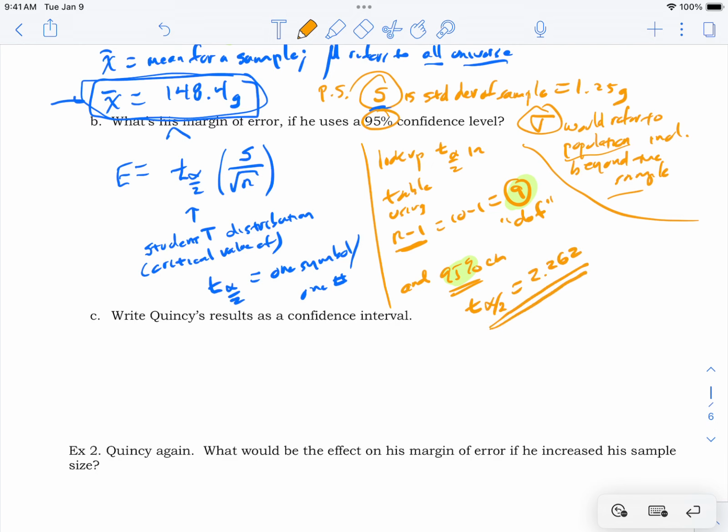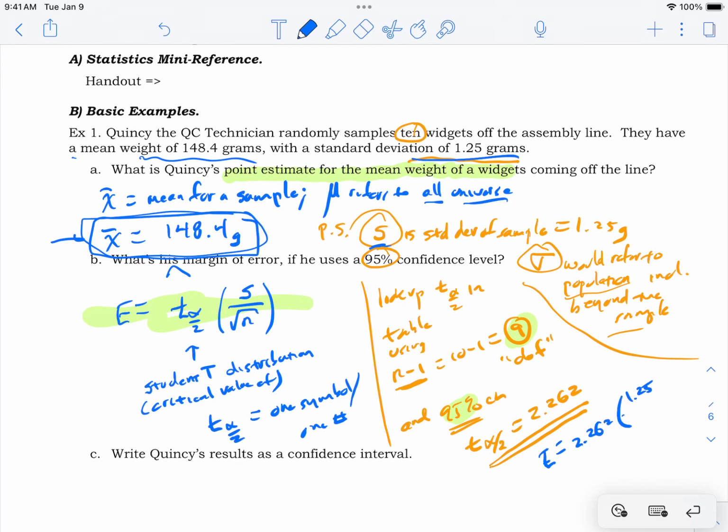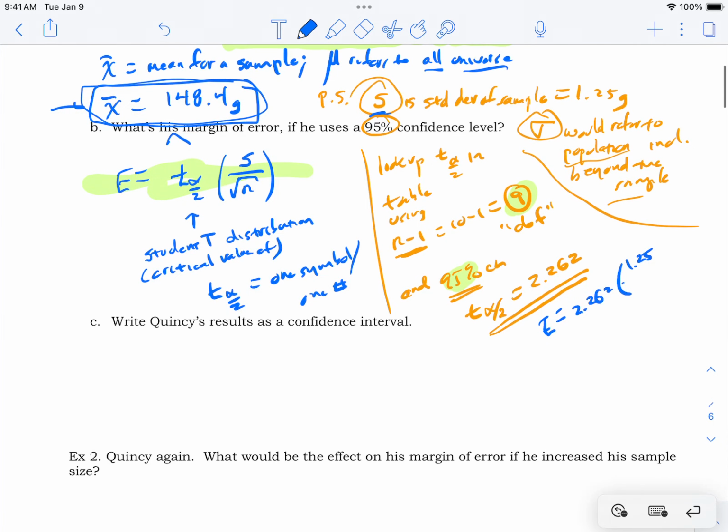So that just comes from a table. So now back to our calculation, back to blue, I guess. E is take the T alpha over 2. I'm looking at this formula now. Take the T alpha over 2, which is a 2.262. Multiply it by the S, which they told us was 1.25 grams, right? That was just stated up here someplace. And divide that by the square root of the sample size. Now the sample was 10, so by the square root of 10.